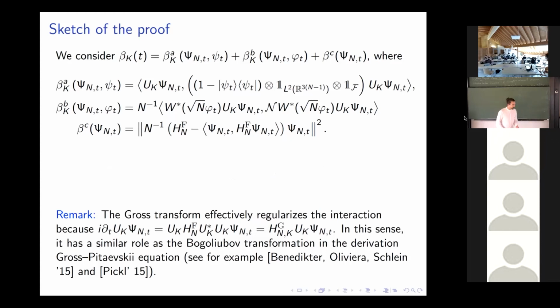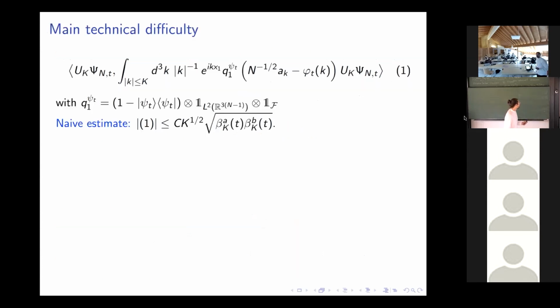And in this sense, I would say from a technical point of view, the insertion of the correlations by means of the cross transform has a similar role as the Bogoliubov transformation in the derivation of the Gross-Pitaevskii equation. And I put here two of the earlier works, but of course it appears in many other works. So if time permits, I can also show the most difficult term to estimate.